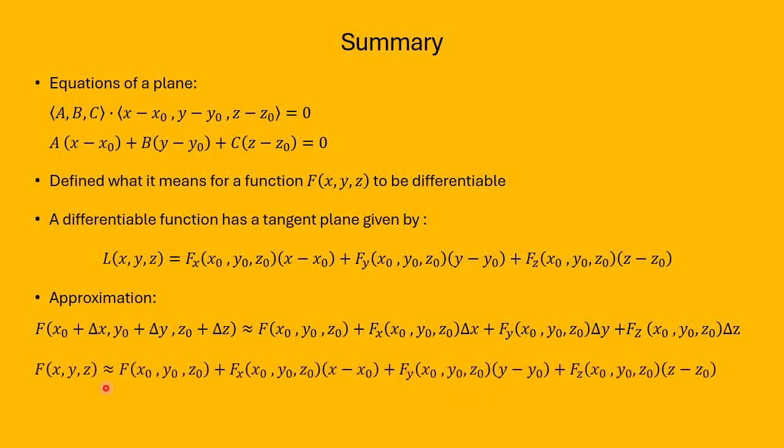We could rewrite this letting x naught plus delta x be x, y naught plus delta y be y, and z naught plus delta z just be z. And so then we could write f of x, y, z is f of x naught, y naught, z naught, which is the same thing we have here. And then the rest of the formula looks similar to what we had up here. For a delta x, we have x minus x naught. For delta y, we have y minus y naught. And for a delta z, we have z minus z naught.